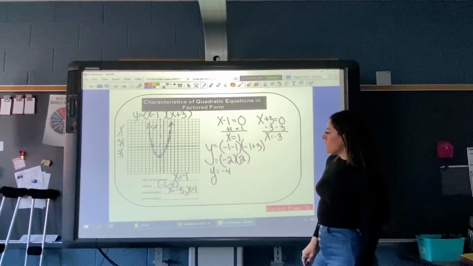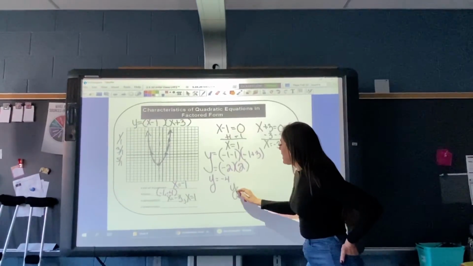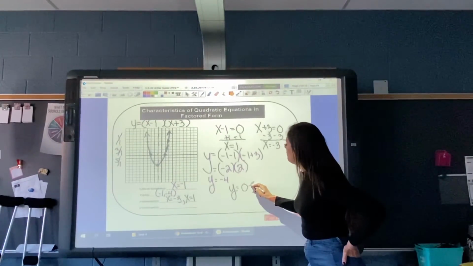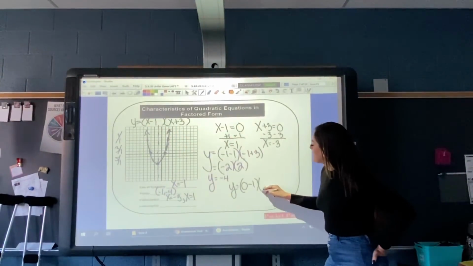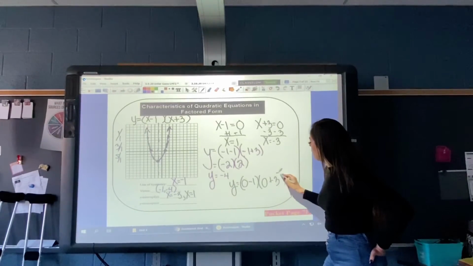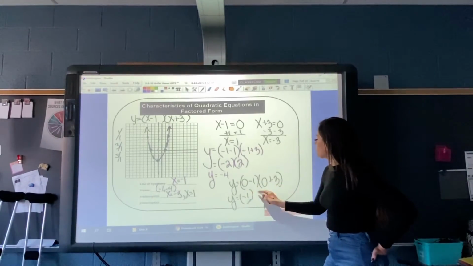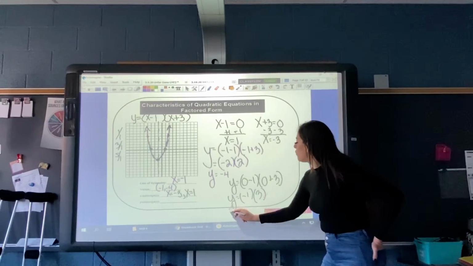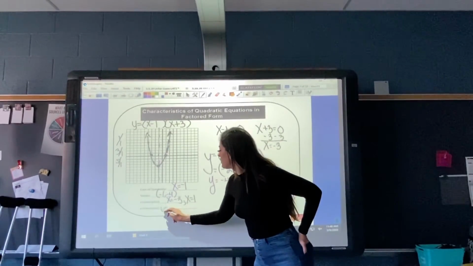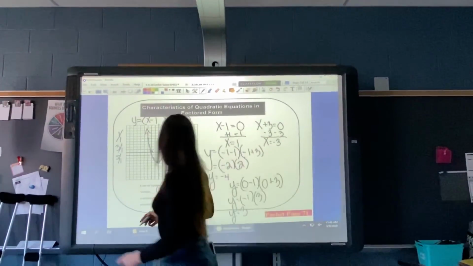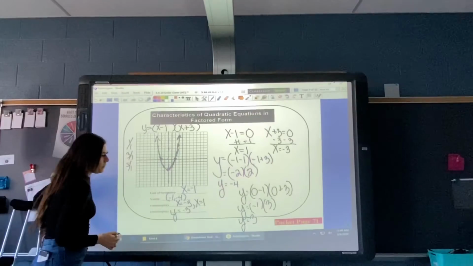My y-intercept, well, that is when x equals 0. So I'm going to say y equals 0 minus 1. All I'm doing is substituting 0 in where you see x, and then times 0 plus 3. So 0 minus 1 is negative 1. 0 plus 3 is 3. So y equals negative 3. There's my y-intercept, equals negative 3. And that tells me my quadratic was a little bit too steep right here. So it actually goes right there.